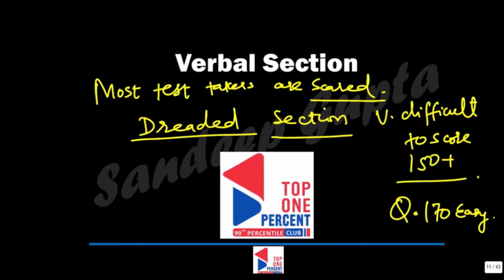Most people in the world are scared of the verbal section because it is extremely difficult to score in this section. In fact, it is very easy to score the full score in quantitative after very little preparation, but it is very difficult to score even 150 plus in the verbal section. So I have to say this is definitely the more dreaded section of the GRE among almost every test taker. Let's see what it entails.